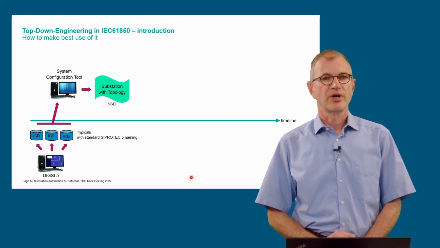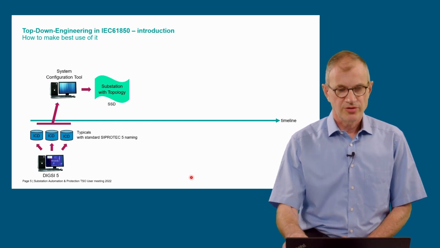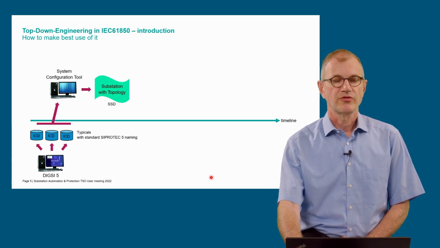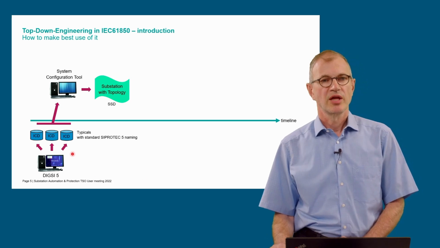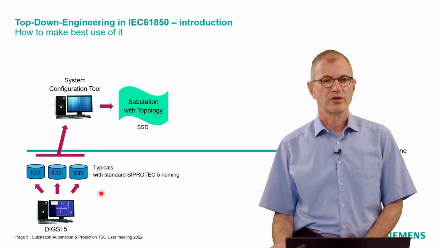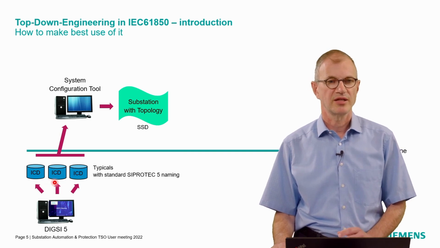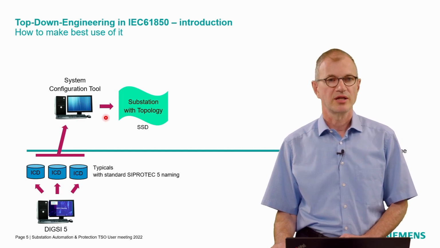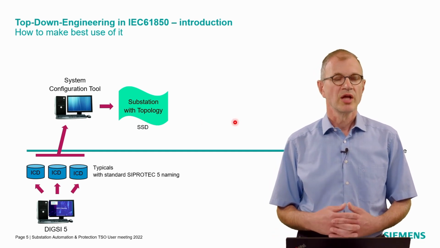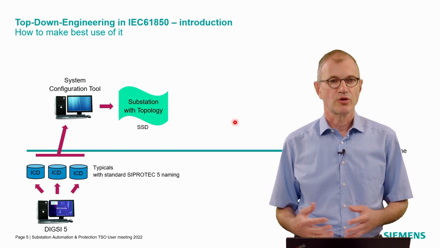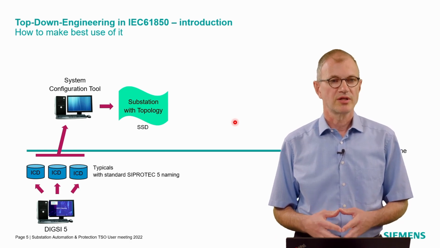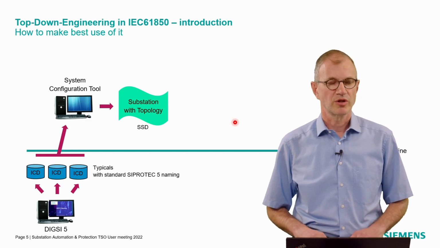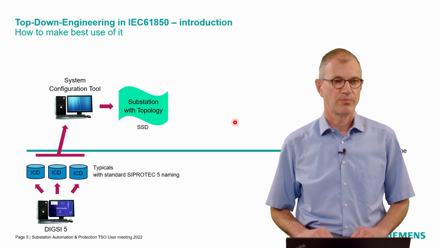So how to make best use of it? Here you see again the figure from the first picture, but you see a small addition on the bottom left. You can create with DIGSI so-called typicals in the ICD format. This is the IED configuration description. This can be used as typical in such a system configuration tool. It's also vendor independent, but it contains the description how we do it in Siemens. It's our suggestion. We don't start with a white piece of paper.